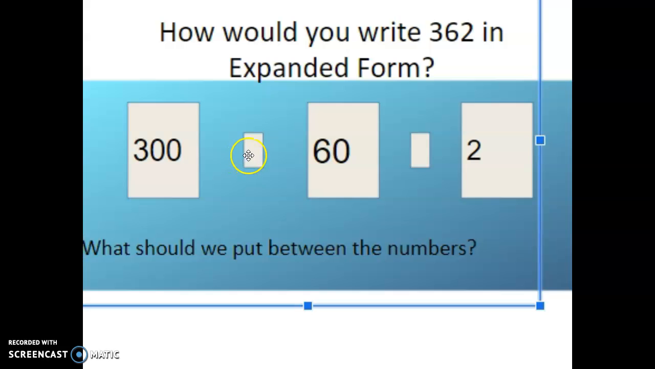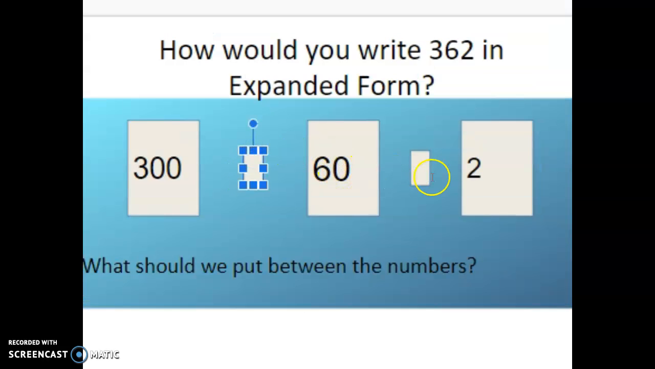So if I want to put it back together, what operation sign allows me to put things back together? And when I say operation sign, I mean addition, subtraction, multiplication, or division. And only 2 of those put things together. And I hope you said addition just based on your previous knowledge of expanded form in 2nd grade. So we're going to put the plus sign there.